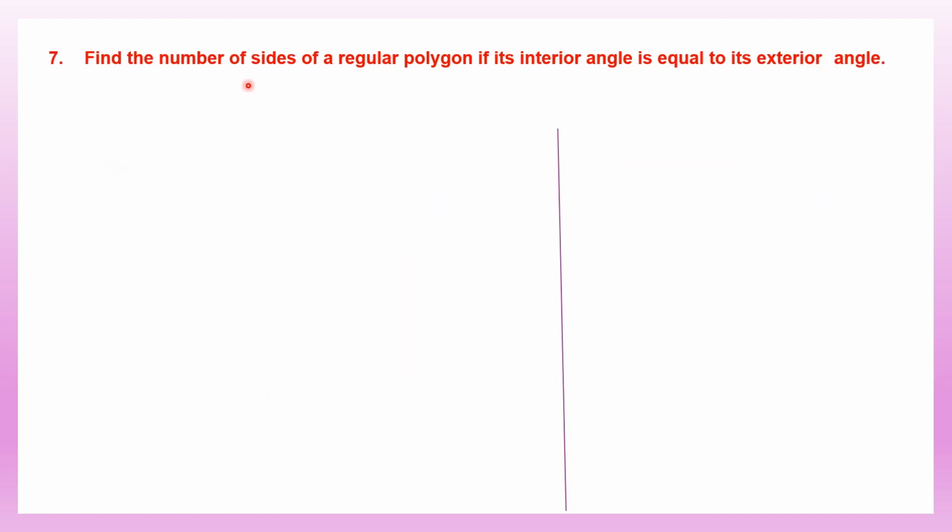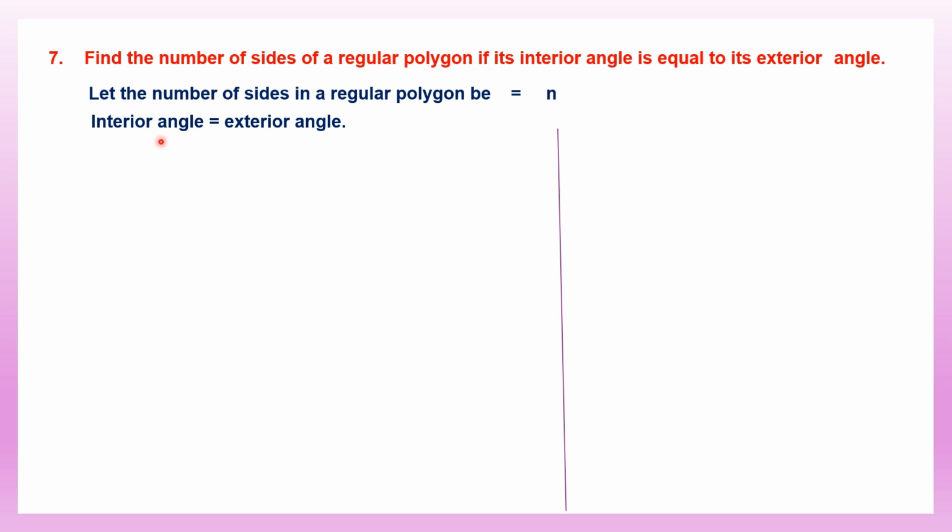Question 7. Find the number of sides of a regular polygon if its interior angle is equal to its exterior angle. Okay, so we have to find the number of sides. Let the number of sides in this regular polygon be n. The interior angle is equal to the exterior angle, which is already given to us in the question. So let the interior angle be x. Interior angle is equal to its exterior angle. That means interior angle plus exterior angle is equal to 180. We're going to make use of this property.